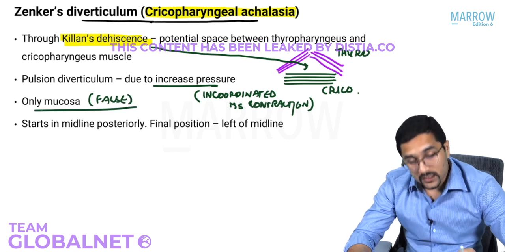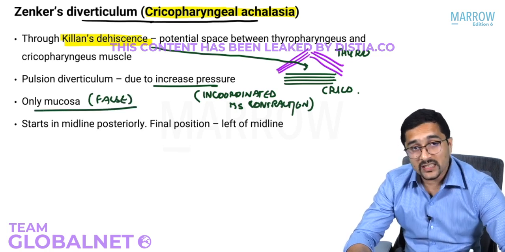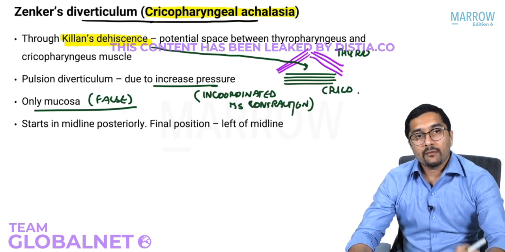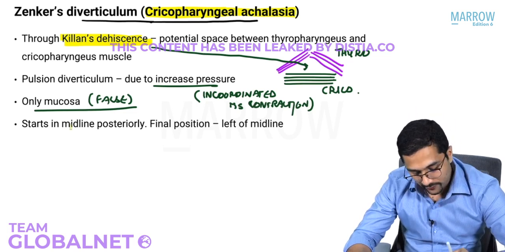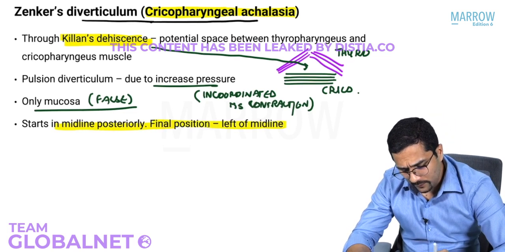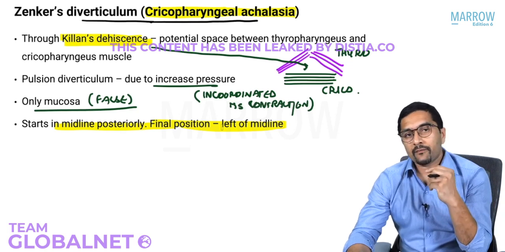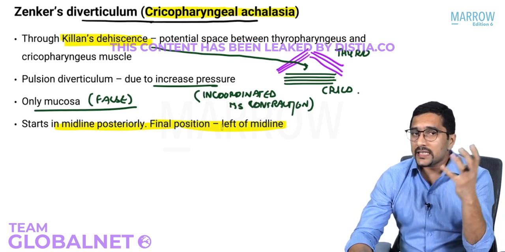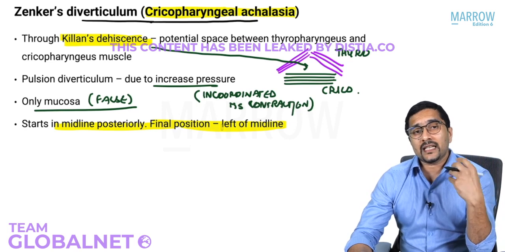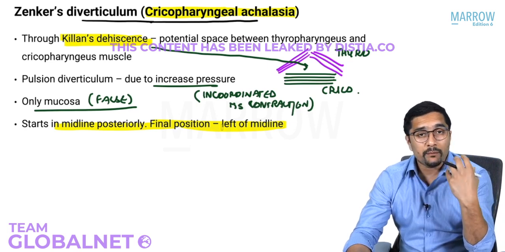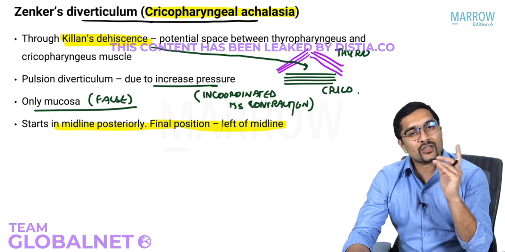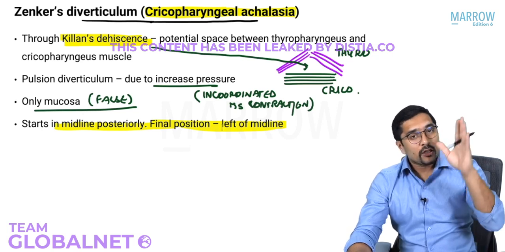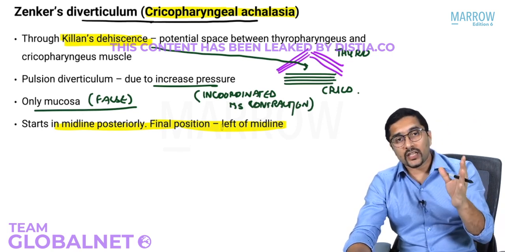Now, another question which has been asked in the exam is that it usually starts in the midline posteriorly, but the final position is left of midline. And because it starts posteriorly, that is why I'll tell you later on that when we do a barium swallow in these patients, we should always do a lateral film as well to see whether it is posterior or not.